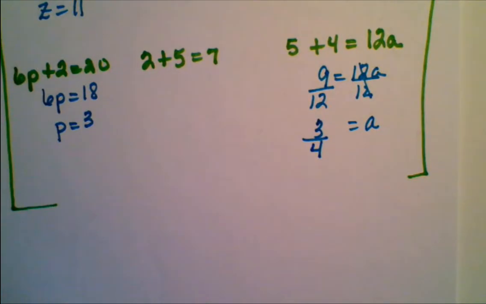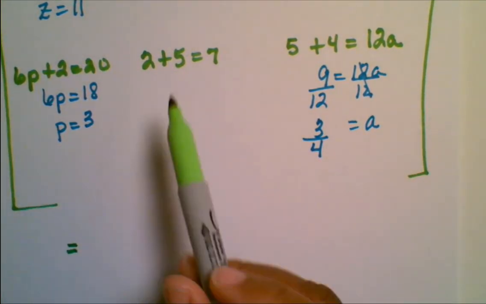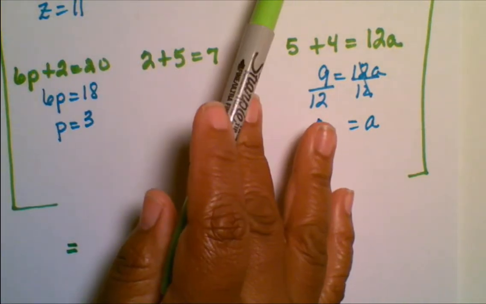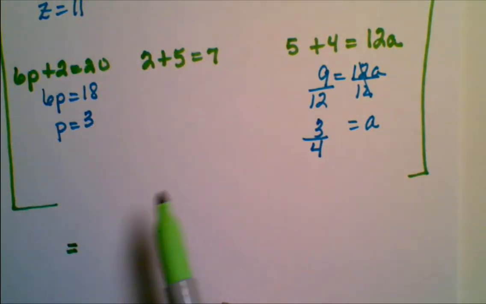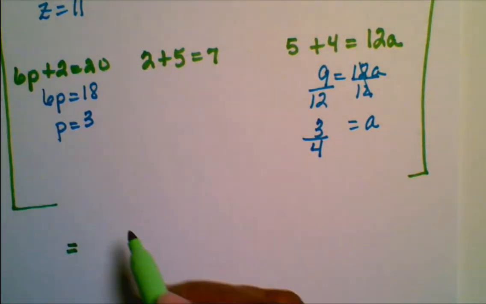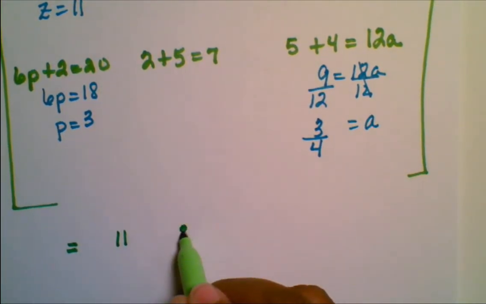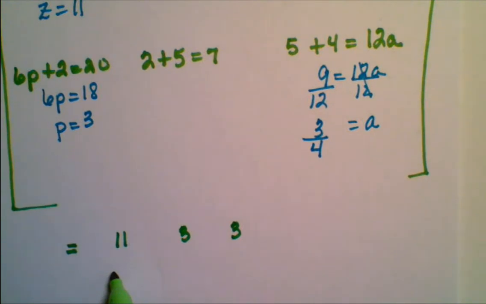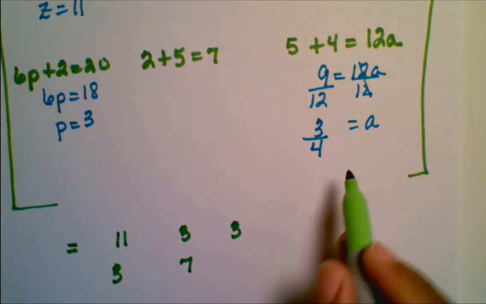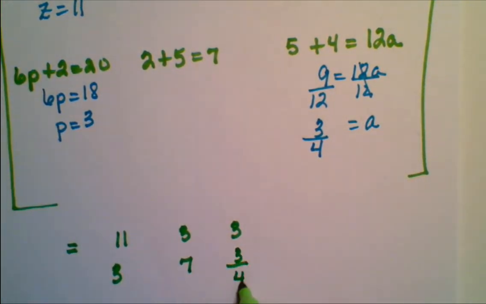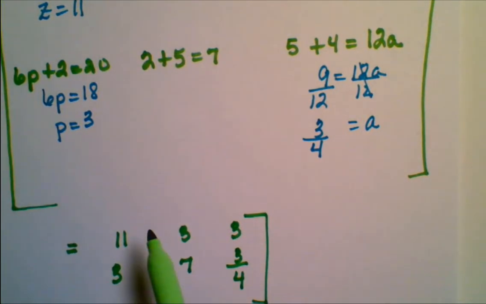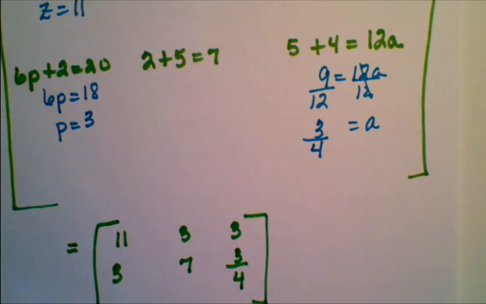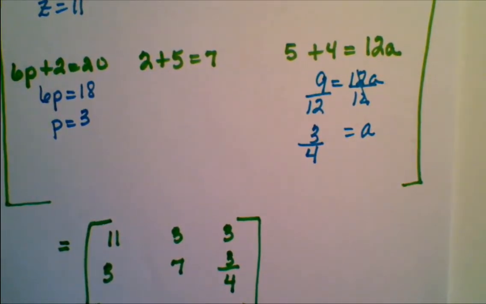So as we put all of this together, we start off with a 2 by 3, and we're going to end with a 2 by 3 matrix. So we have 11, 3, 3, another 3, 7, and 3/4. And that is our solution.